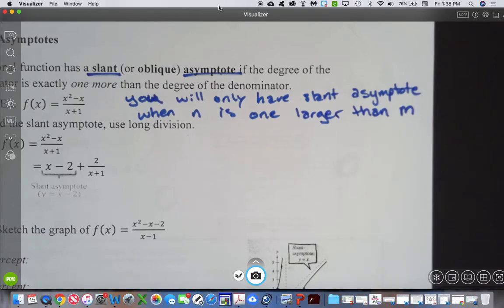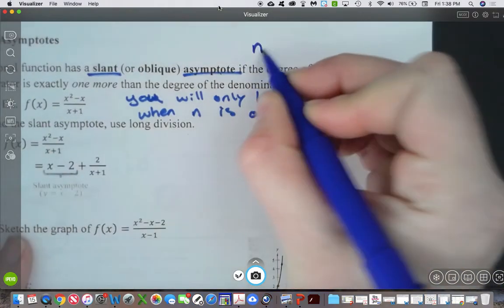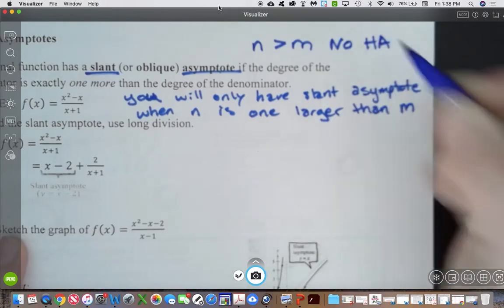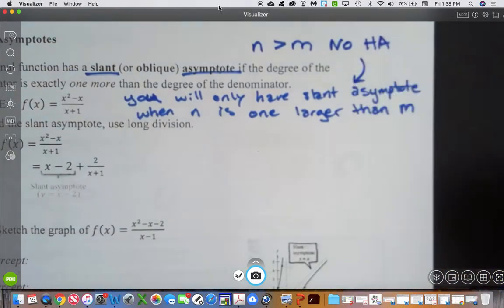Okay, the rule for HA said that if n was bigger than m, you don't have an HA, right? But a lot of the time you will have a slant asymptote instead of an HA. Now, it's always the case that if you have an HA, you don't have a slant asymptote. If you have a slant asymptote, you won't have an HA. But do you have to have one or the other, or could you have neither? You can have neither.